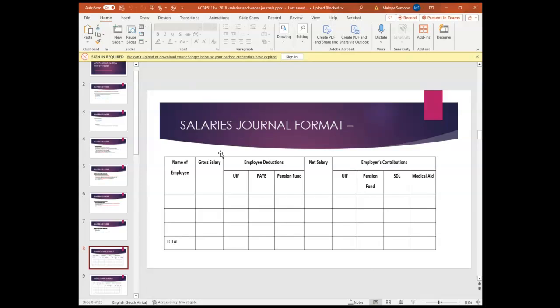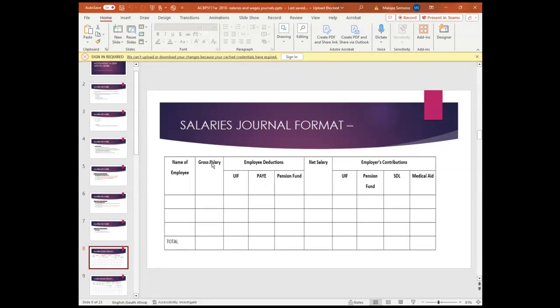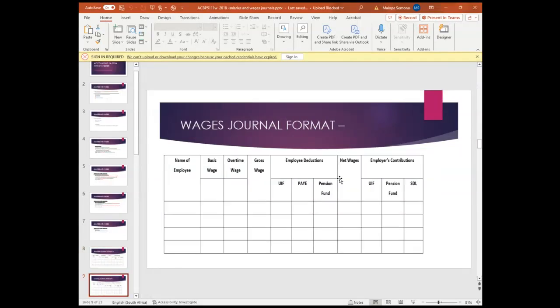Yes, I'm fine. Now, let's look at the wages format. They are similar. It's just that for the wages we still have the name of the employee. For the wages, you must work out the gross wage. Remember, if I go back to the salaries, the gross salary is given to you here, but for the wages, you must find it. Why? Because you need to calculate the basic wage and the overtime, and you add them together to get the gross wage. Do you see the difference? Yes, sir.